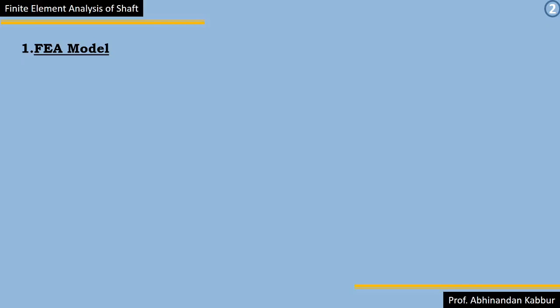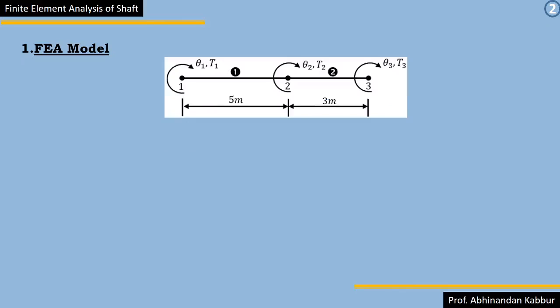So first I need to do the FEA model. When I do the FEA model, I am going to consider two elements here because both the steps are of different diameter. Then at node number 1 I have the angle of twist, that is angular displacement theta 1, and applied torque T1. Similarly at node number 2 I have angular displacement theta 2 and applied torque T2. Similarly at node number 3 I have theta 3 and T3. So that is my FEA model.